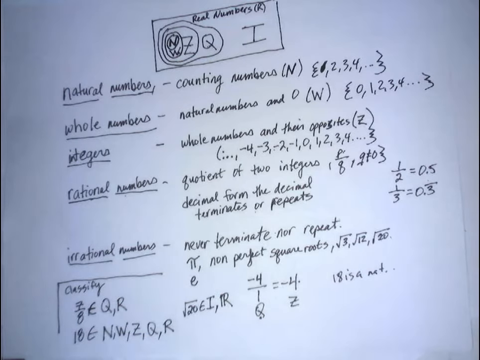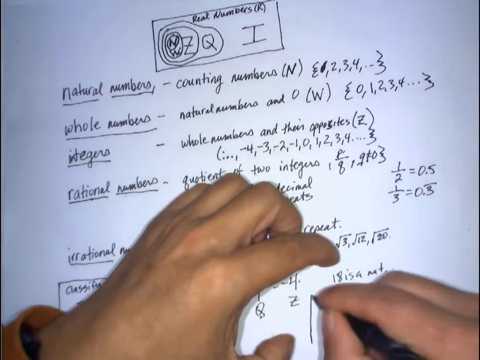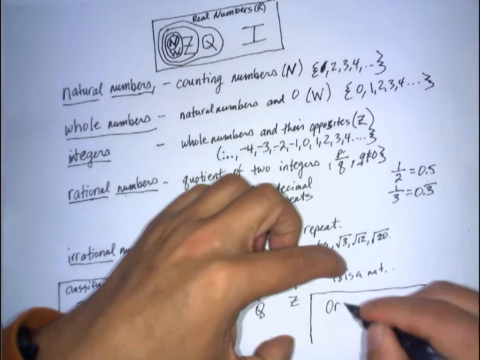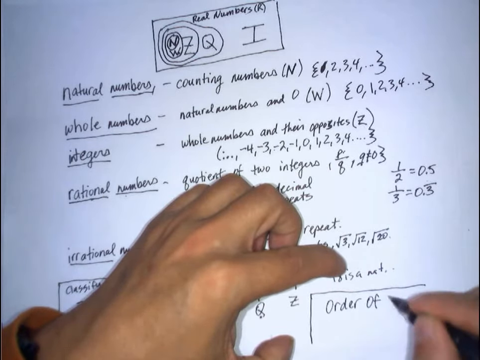Okay, that's going to conclude the lecture on square roots. The next lecture is going to go a little bit different direction, and we're going to talk about the order of operations.